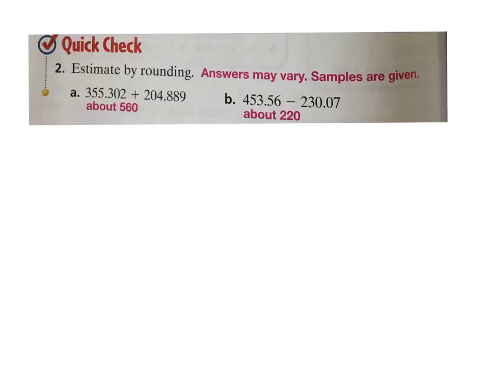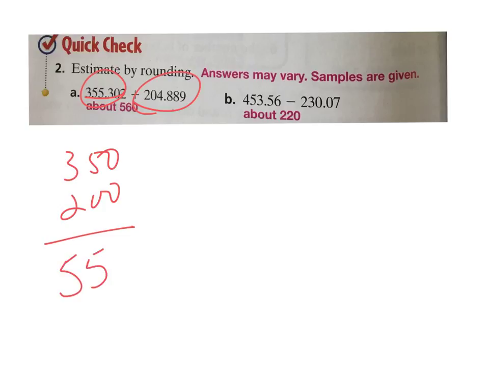But you would say this first one is about 350, right? And this is about 200. So that's about 550, right? So you might say, they said about 560. I say about 550. That's pretty close. So if you were to add them, you would assume that'd be good.